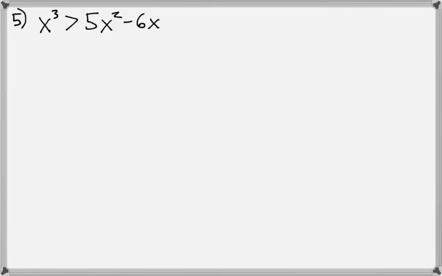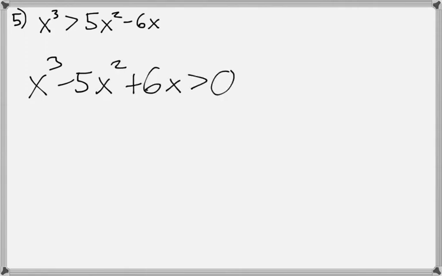On question number 5, my first step is to get everything onto one side and 0 on the other. So I'm going to move the 5x squared and the negative 6x to the other side. So that will be x cubed minus 5x squared plus 6x is greater than 0. And then I need to factor this.